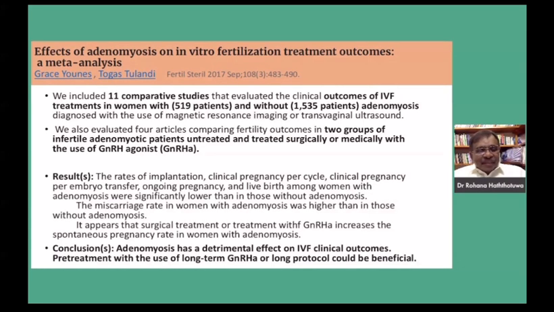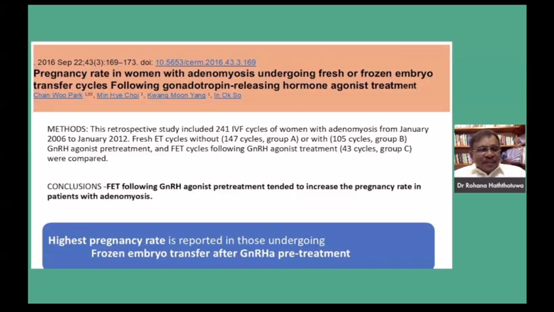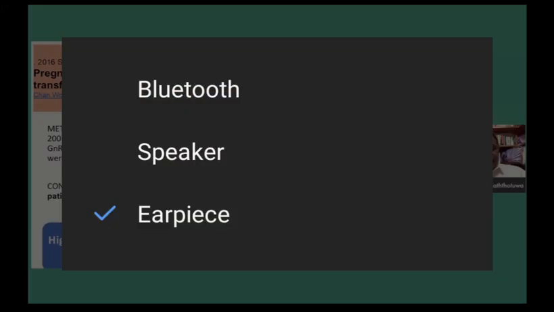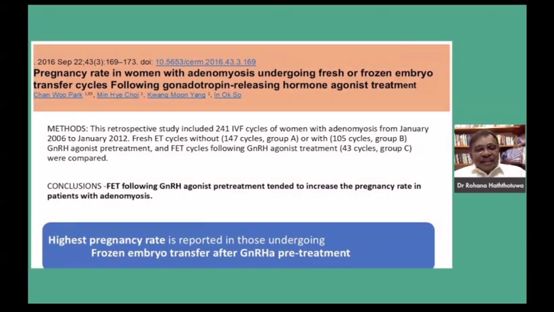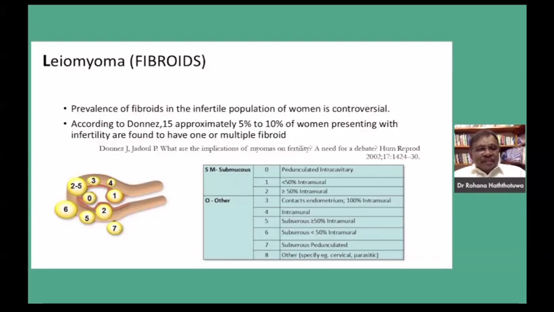Also, it has been found that adenomyosis has a detrimental effect on IVF clinical outcomes, and pre-treatment with long-term GnRH agonists or the long protocol could be beneficial. So it has also been shown that fresh embryo transfer following GnRH agonist pre-treatment tended to increase the pregnancy rate in patients with adenomyosis, but higher pregnancy rates are reported in those undergoing frozen embryo transfer after GnRH pre-treatment.